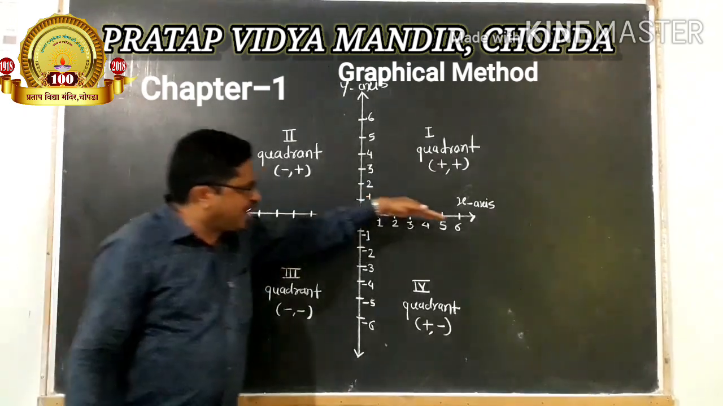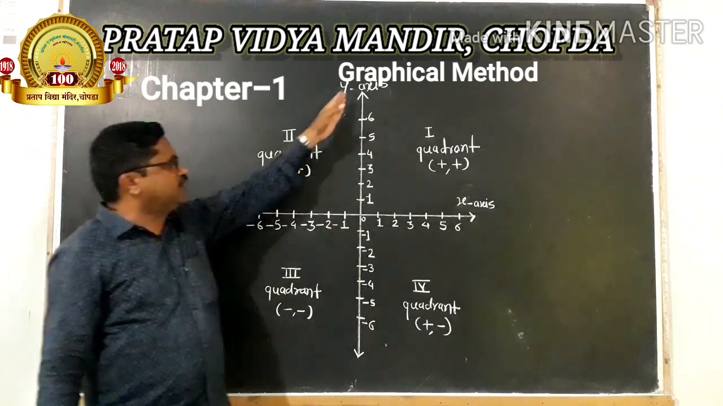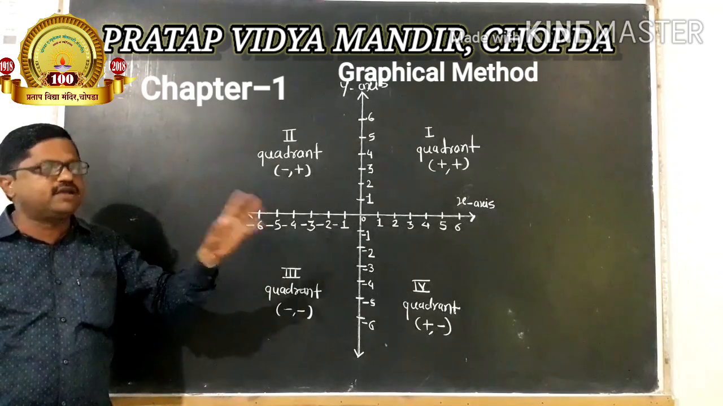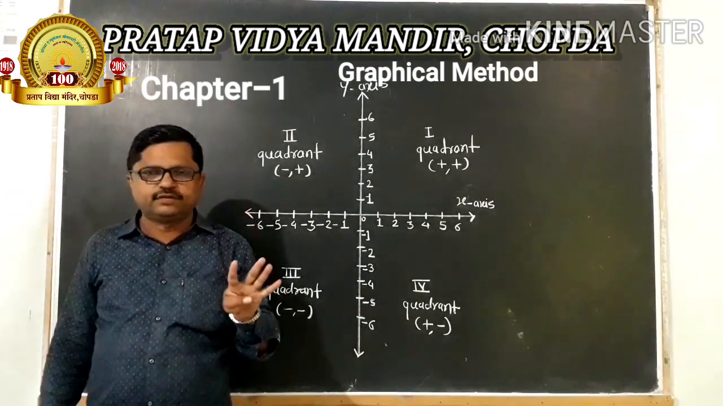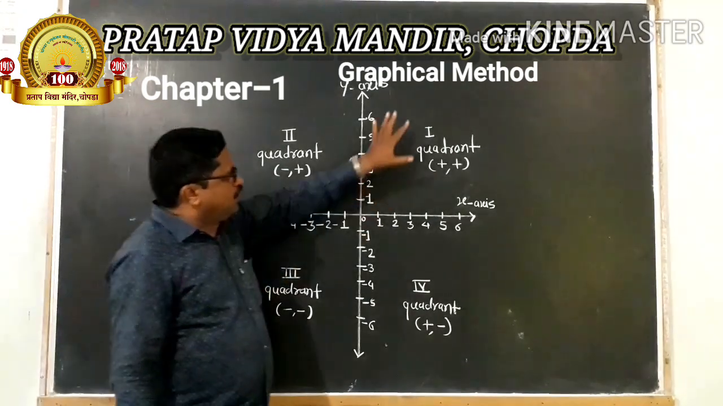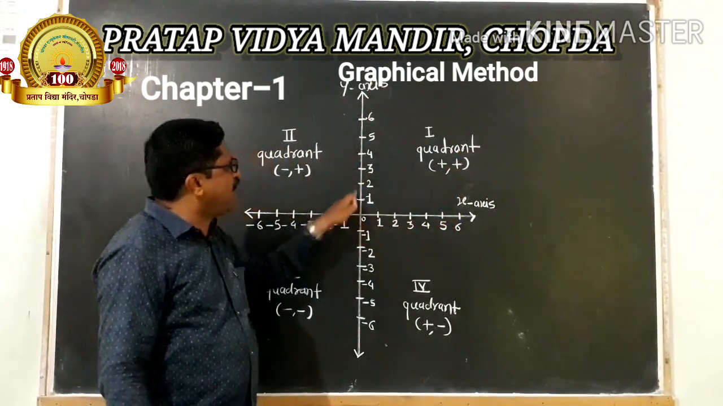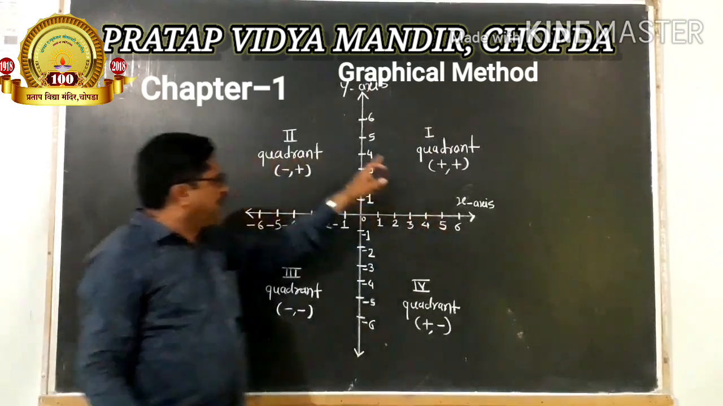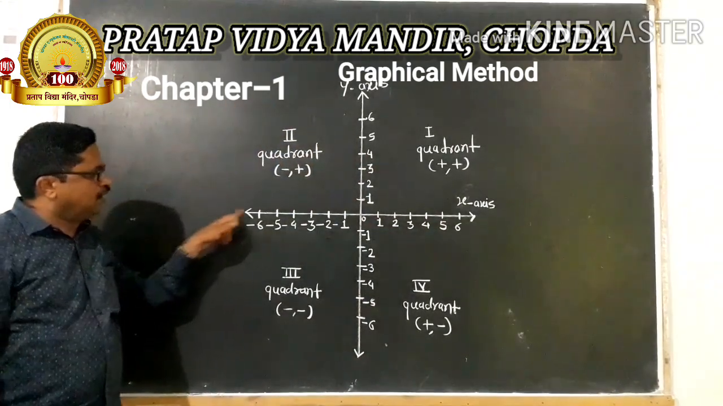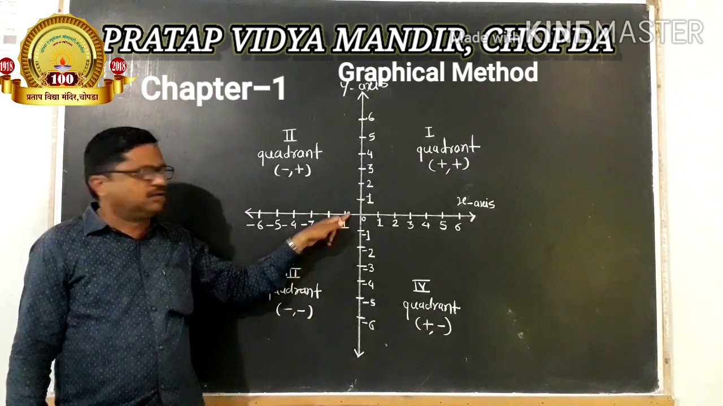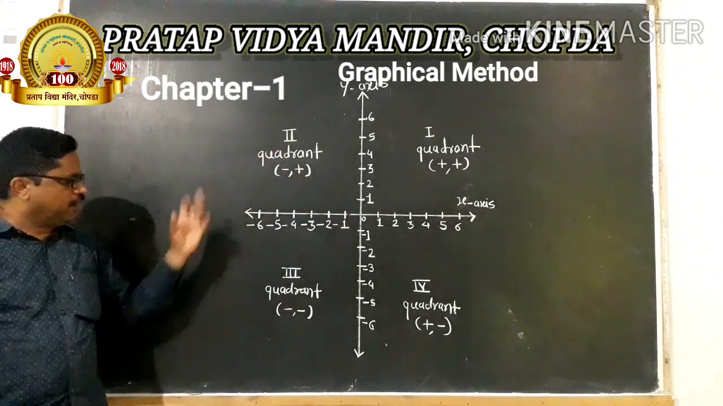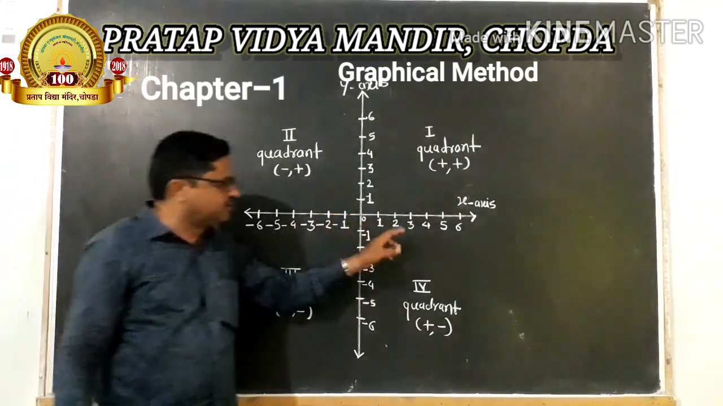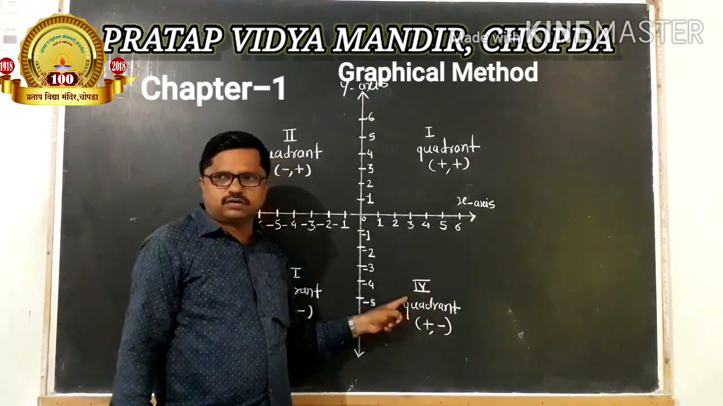Due to the x-axis and the vertical y-axis, this plane, this blackboard, is divided into four parts. This part of the graph is called the first quadrant. Then this part is called the second quadrant. This part of the graph is called the third quadrant, and this is the fourth quadrant.